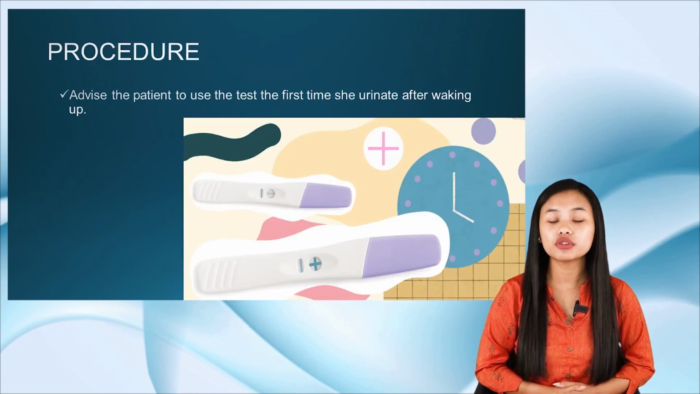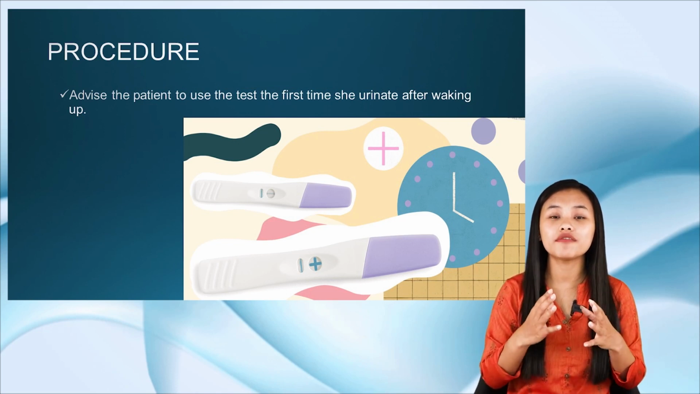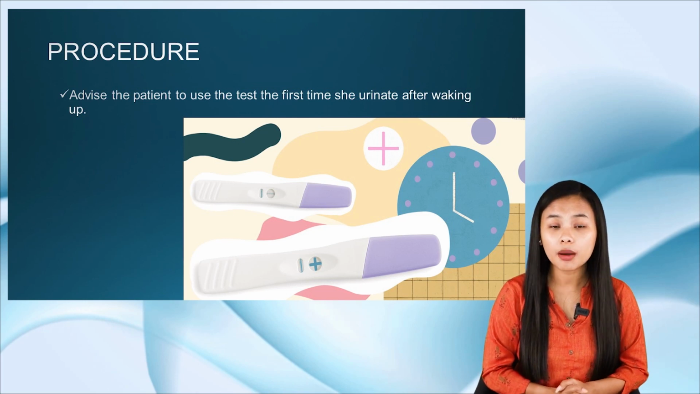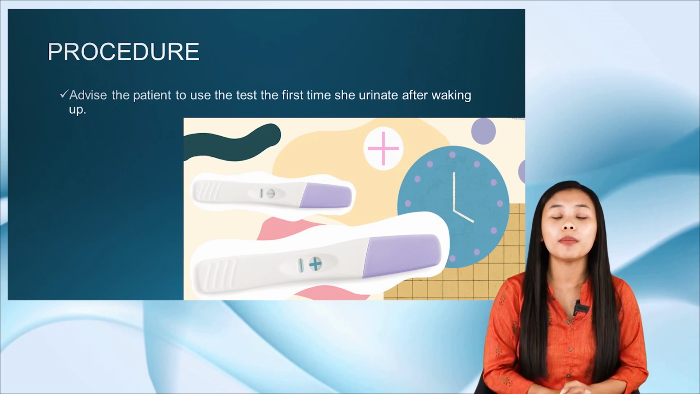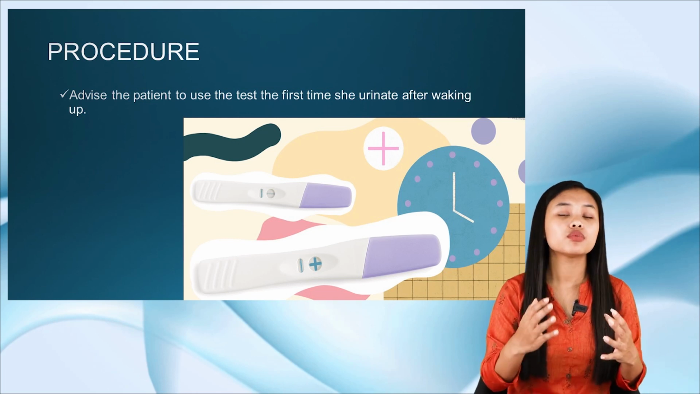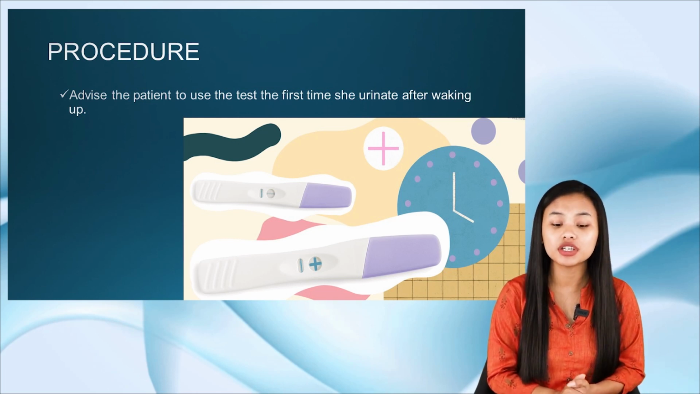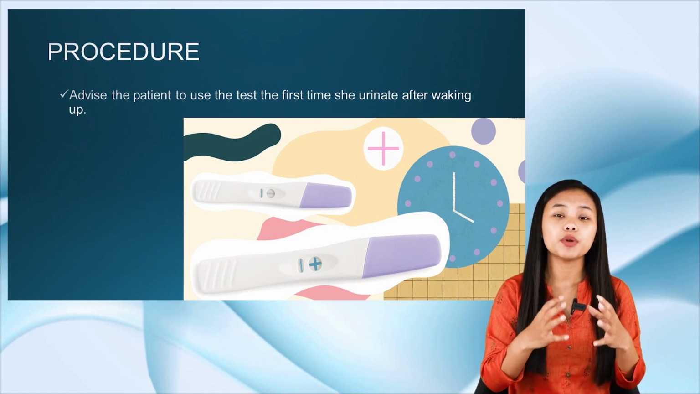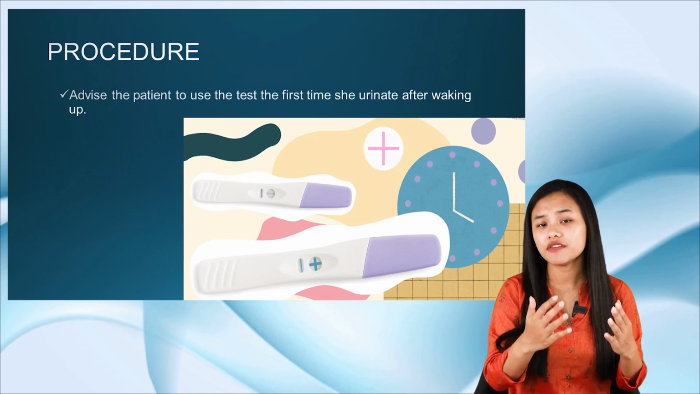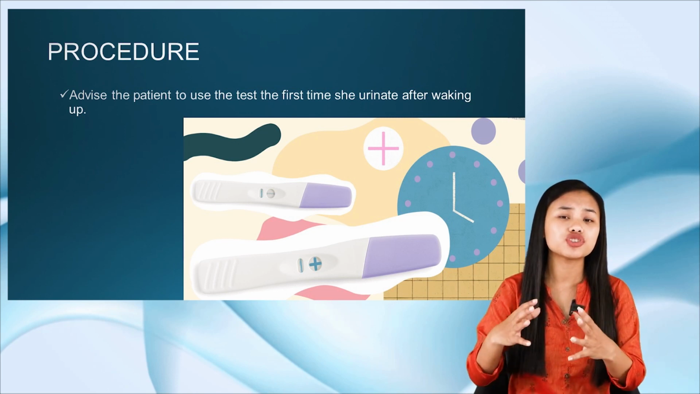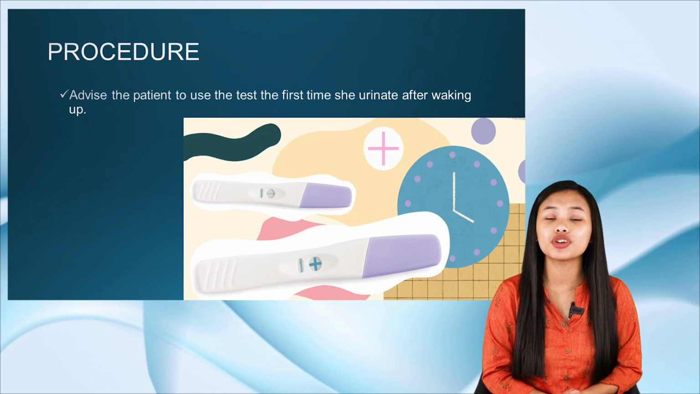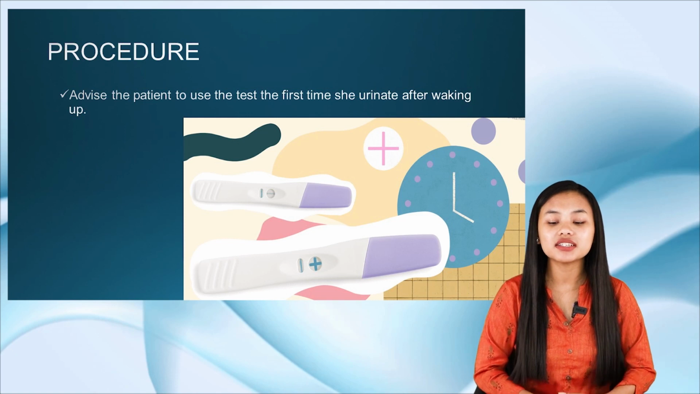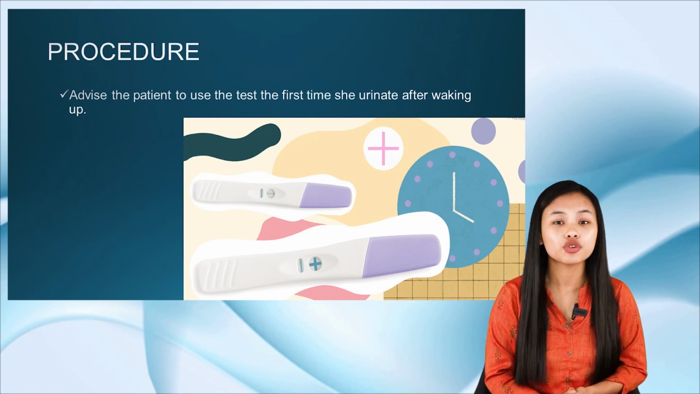So in order to be able to determine the pregnancy, you must make sure that you advise that woman to take the test the first time she urinates after waking up, because this is the time whereby the urine will be concentrated and it will also contain the highest HCG level of the day. Why? Because the urine will become more diluted as the patient drinks liquid. So here the HCG level may also become harder to measure later during the day. That is why in order to get an accurate result, you must advise the patient to take the test the first time she urinates after waking up.